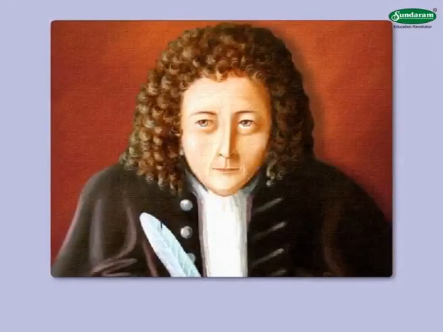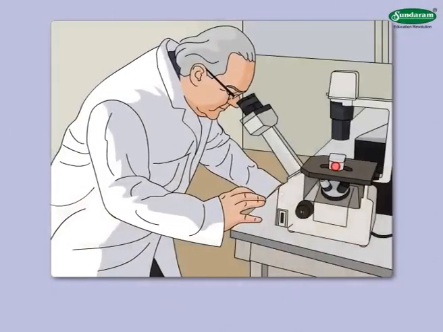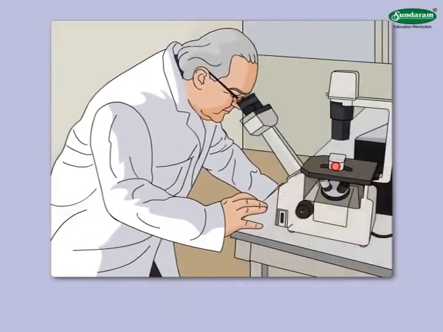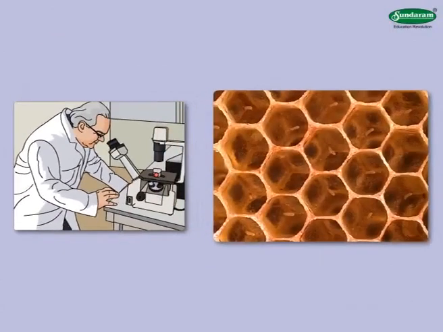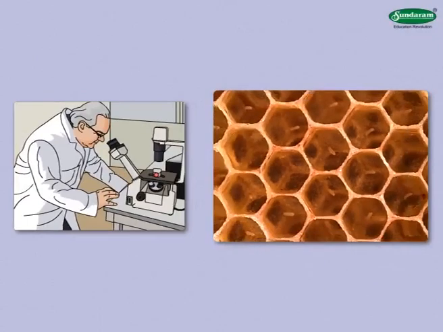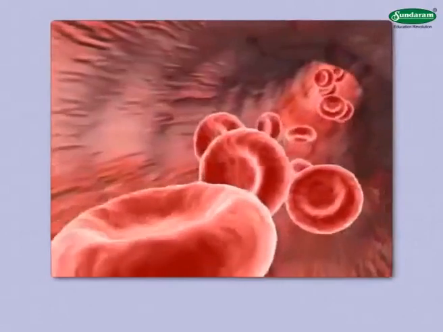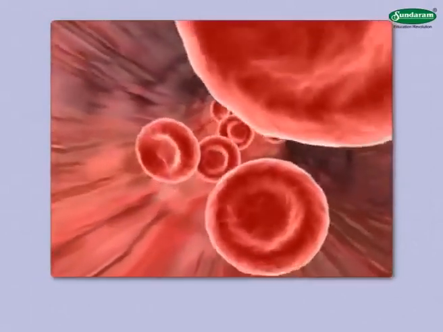About 350 years ago, in the year 1665, Robert Hooke, an English scientist, observed a thin section of cork under a microscope. He found that the structure of the section was like a honeycomb, made up of many small compartments. He named these compartments as cells. The study of cells is called cytology.